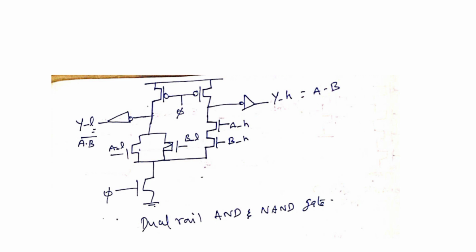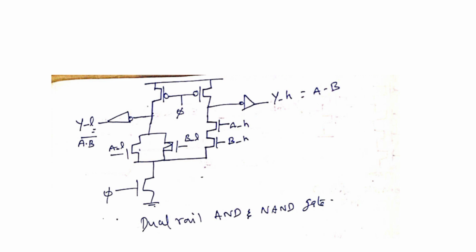So NAND and AND gate logic we have derived here, and we are giving inputs a underscore h and b underscore h on one side of the network, and a underscore l and b underscore l on the other side. Which means we are taking both high input and low input, and we are getting the output like a dot b and (a dot b) whole bar. There is one advantage over here: we get both complementary as well as true values.